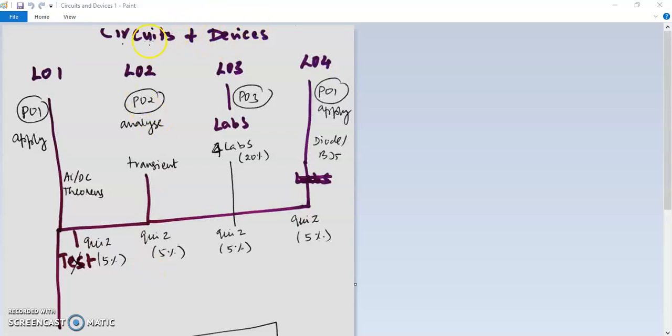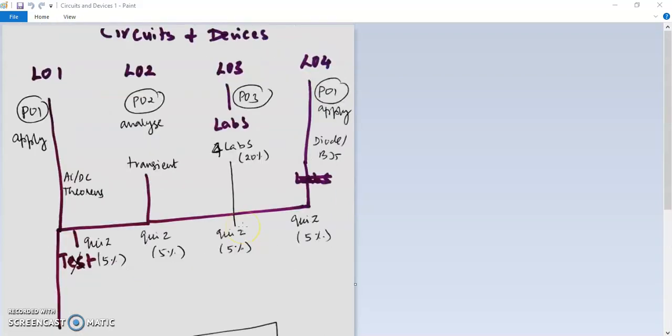Okay, for the module of circuits and devices, you have 4 LOs: LO1, LO2, LO3, LO4. You can have a replacement for the test with all the quizzes across all the LOs, each carrying 5%, and you can give labs for 4 labs, which is 20% there. So it will cover your internal marks.